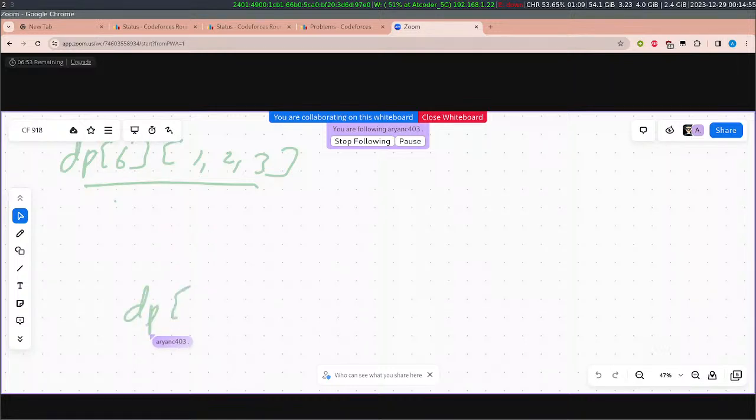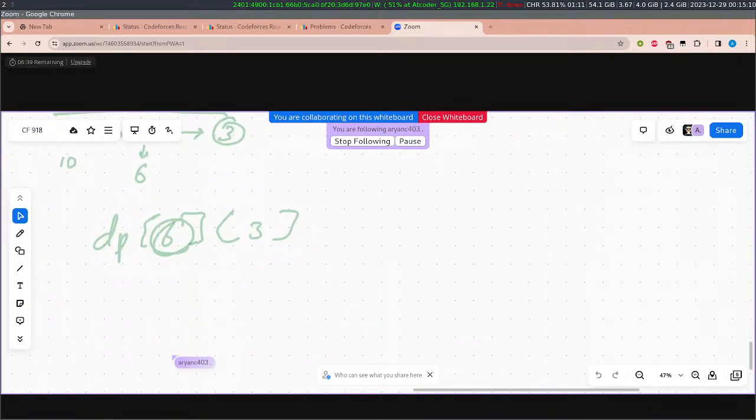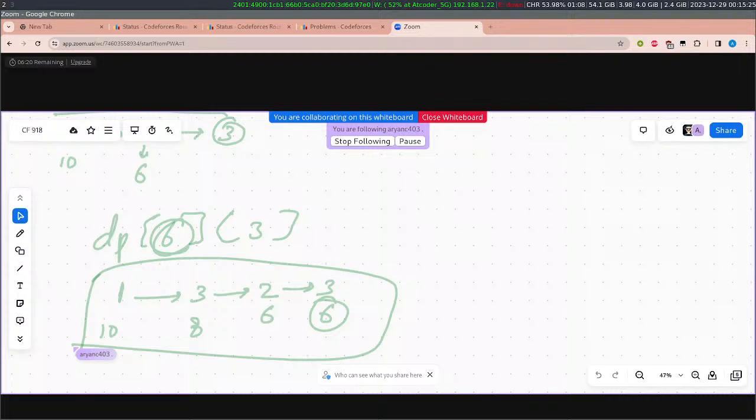For example, to reach 3 with slowness 6, one way would be to start from 1 with bike slowness 10, directly go to 2, purchase a bike with slowness 6, and then go to 3. Or start from 1 using that bike with slowness 10, go to 3, purchase a bike of slowness 8, go to 2 using that, purchase a bike with slowness 6, and then go again to 3. That was the main idea over here. Any questions on this one?